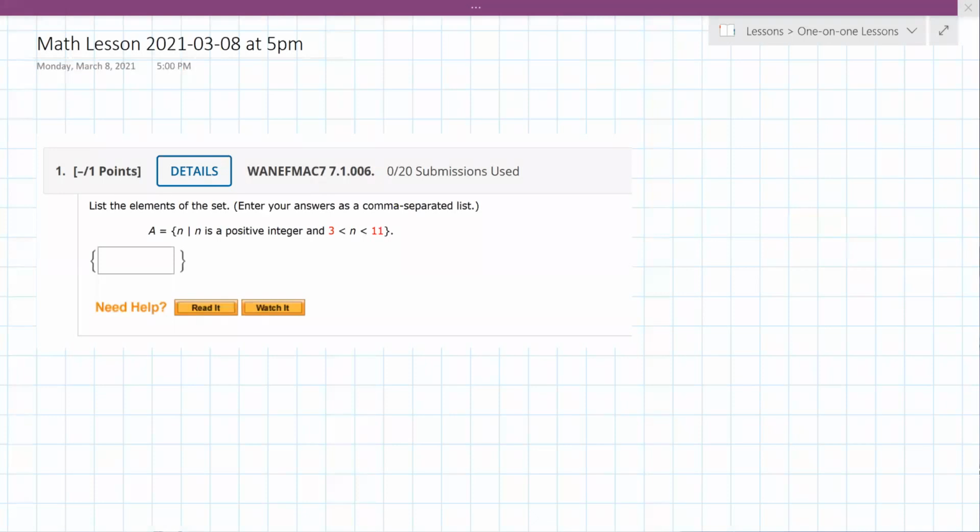So if you're seeing my screen, you see question 1 here. They want you to list the elements of this set, and they're saying it's the numbers that are between 3 and 11, but they don't include 3 and 11. So that would be 4, 5, 6, 7, 8, 9, 10, and that's all it's asking for the first one.